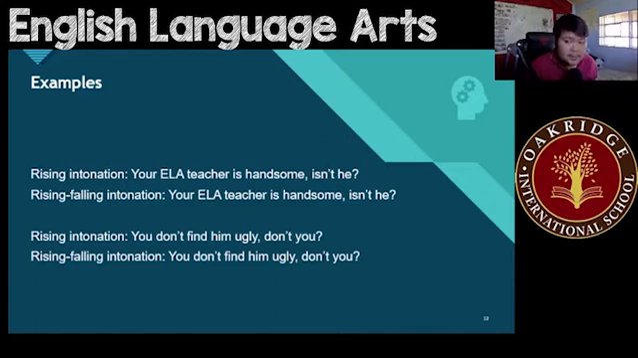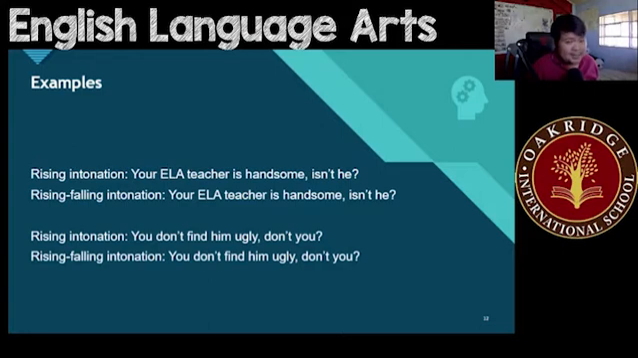Next one, you don't find him ugly, do you? Oh wait, no, it has to be do you. You don't find him ugly, do you? Disregard the don't you. I'm going to change that later on, don't worry. So, you don't find him ugly, do you?